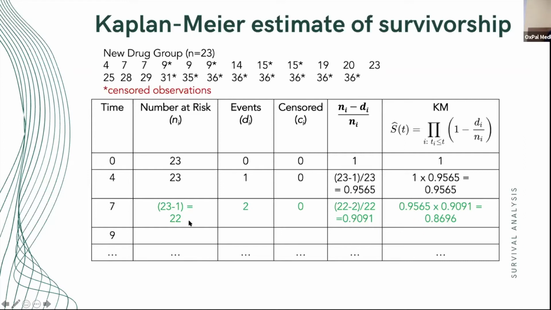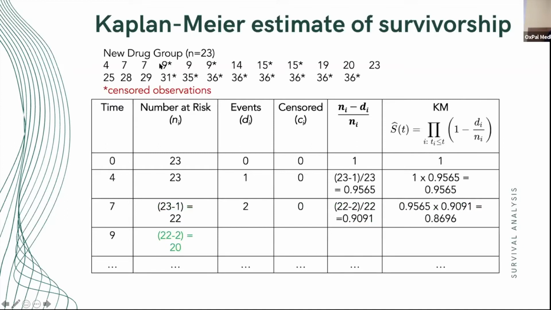And then for month 9, there were, again, 22 minus 2 is 20 number at risk. There was one death, one event, and then 2 patients were censored here, as you can see with the asterisk. And then we divide: 20 minus 1 over 20 will be 0.95. And then again, we multiply this together, and so on.